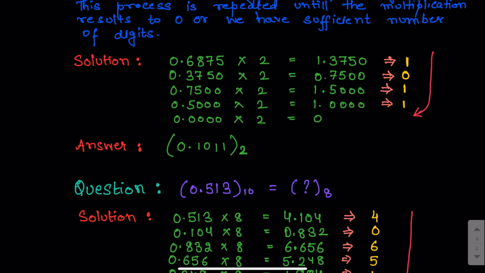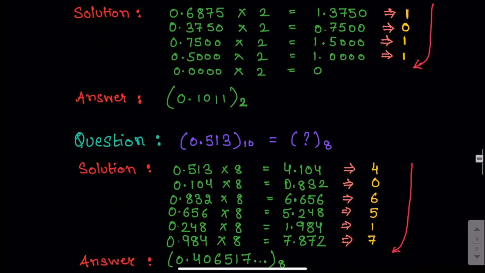So actually we have done the conversion, but this time the answer is written for the fractional conversions. You write it from top to bottom, not from bottom to top as in the previous case. So you need to remember all these things, and hence my answer is 0.6875 in decimal becomes 0.1011 in binary.